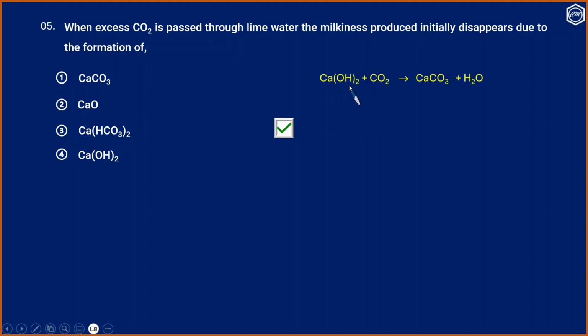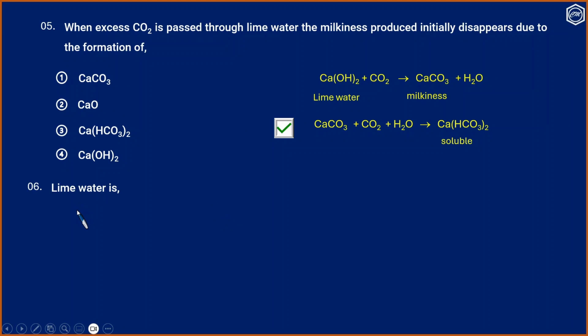Lime water is calcium hydroxide. When carbon dioxide is passed through it, calcium carbonate precipitates. And this calcium carbonate causes milkiness. When we go on passing carbon dioxide, the calcium carbonate formed reacts with the carbon dioxide and produces calcium hydrogen carbonate, that is soluble.